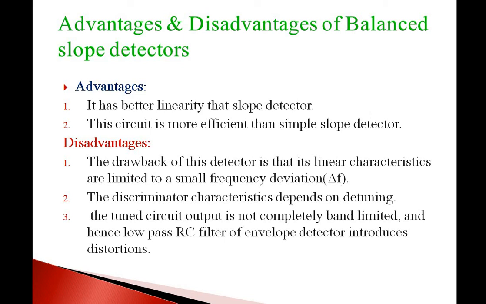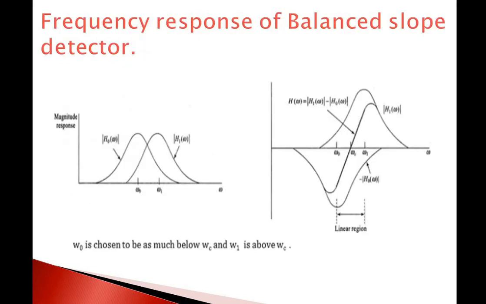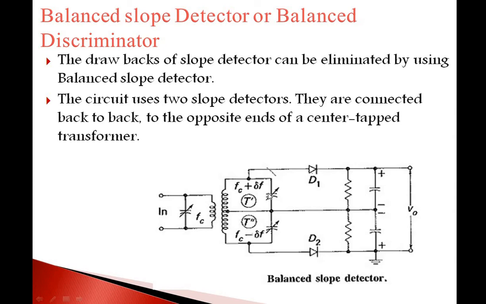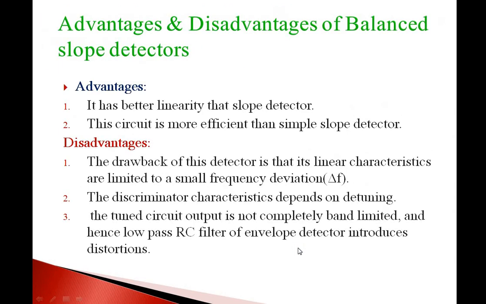Clear? And next, the drawback of the balanced slope detector is that this detector has linear characteristics, but these are completely limited to the frequency deviations delta F. As I said, the first part is Fc plus delta F and Fc minus delta F. So the drawback is that the linear characteristics are limited. We can't go for the higher or bigger receivers, because it is completely limited to your frequency deviations.